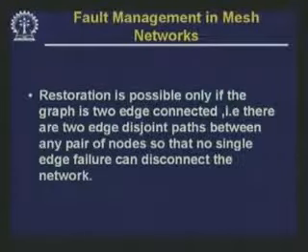In mesh networks, restoration is possible only if the graph is two edge connected, that is bi-connected, which means that there are two edge disjoint paths between any pair of nodes, so that no single edge failure can disconnect the network. So, this is a necessity, and we usually try to keep it that way unless it is very difficult or not cost effective, etc.